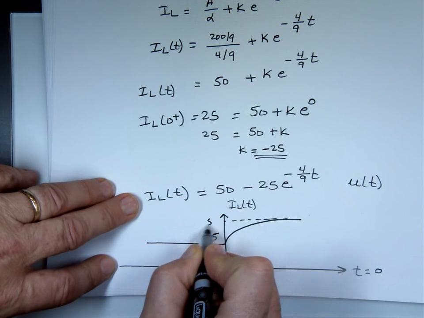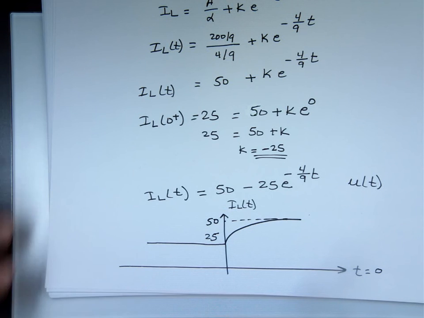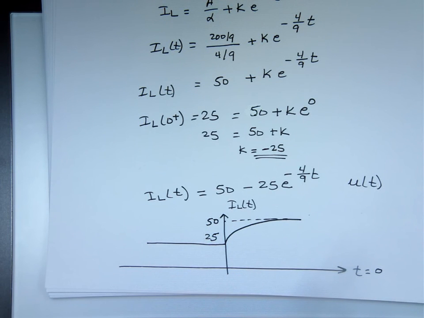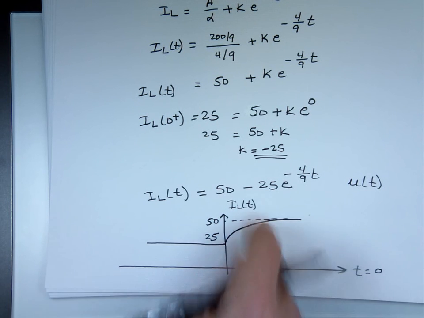And that's the current, if you graph that, that's the current through the inductor at any given time, for t less than 0 and for t greater than 0. If you want to find the voltage, V equals L di dt. You take the derivative of that, and you can figure out the voltage across it.